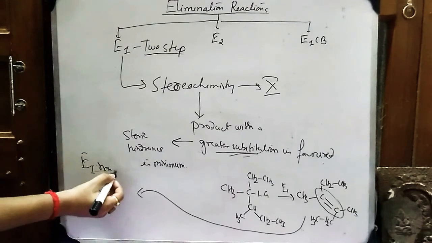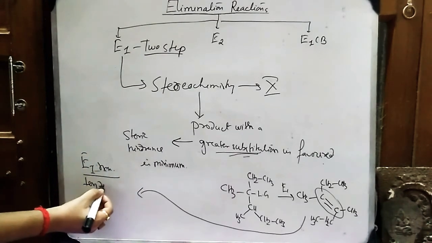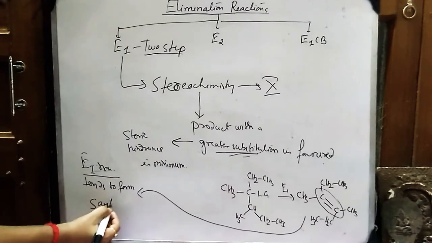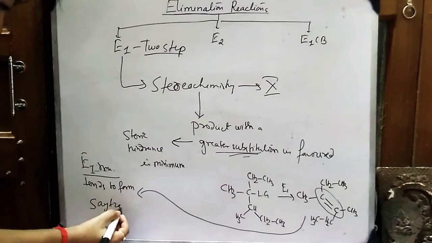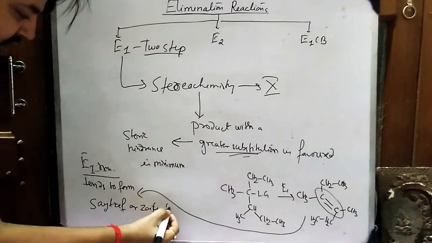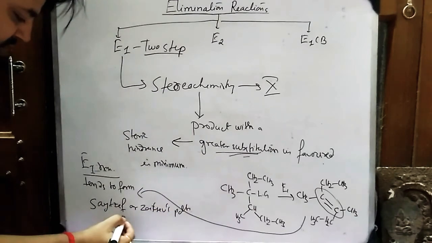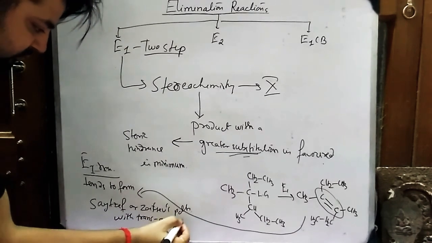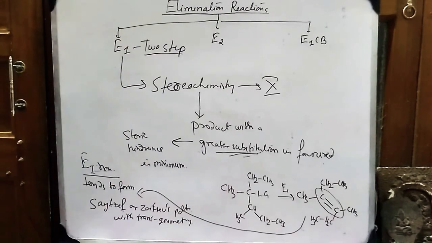E1 reactions tend to form Zaitsev, or sometimes Saytzeff is also written in some books, Zaitsev product with trans geometry. So it is sometimes said that the E1 reaction tends to form the Zaitsev product with trans geometry. This is the stereochemistry of this reaction.